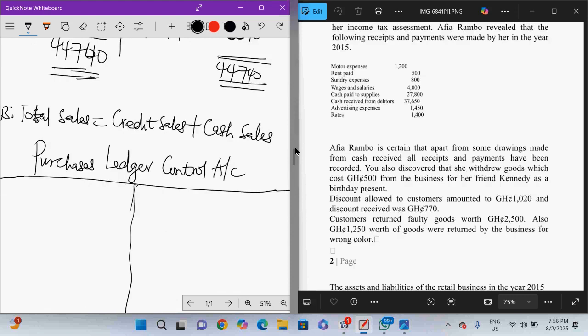Thank you. Sir, does it also apply to purchases as well? Exactly. So credit purchases and then cash purchases. If there is cash purchase, also do that.